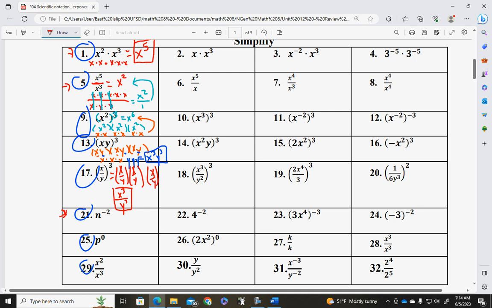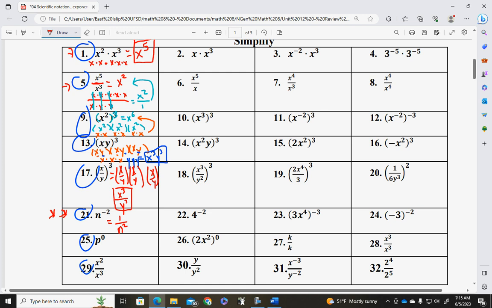Now, remember, negative exponents are not negative numbers. Negative exponents are fractions. So this is just something you need to remember. You can look at one of my signs on the wall right now if you need to. But anything to a negative power means you write it as 1 over that thing to the positive power. So it's 1 over n to the second. That's the answer.